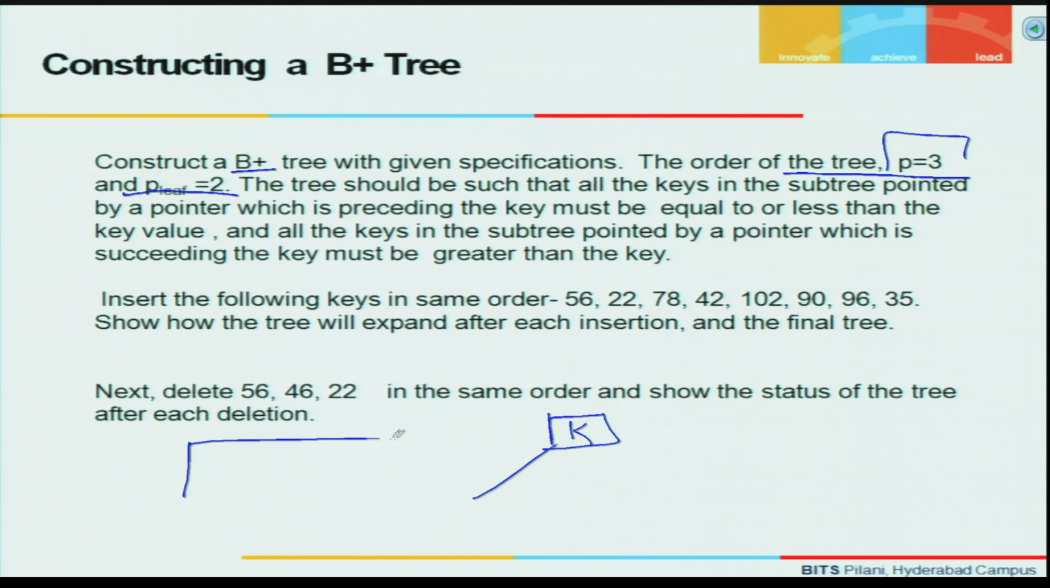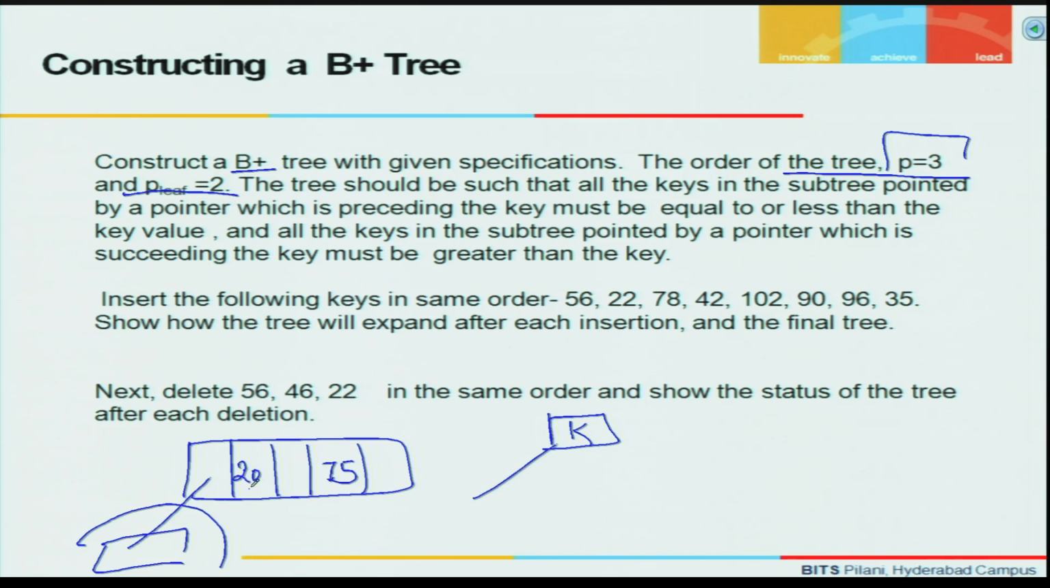For instance, if I have 20 here and then 75 here, and this is a pointer pointing to this subtree, the key values in this subtree must be less than or equal to 20, the key values in this subtree must be greater than 20 and less than or equal to 75, and the key values in this subtree must be greater than 75. That has been stated here.